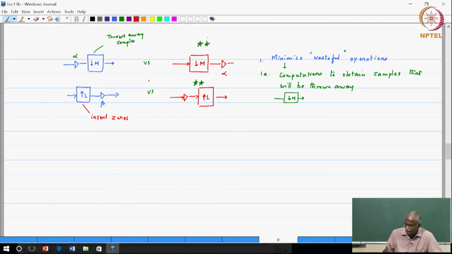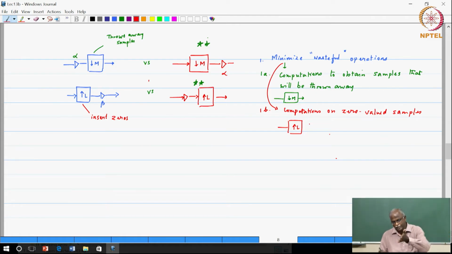Then 1B will be: avoid, minimize computations on zero valued samples. This is another way of saying what I had already mentioned. For a downsampler, try to do the downsampling as early as possible, and then the processing. For the upsampler, do the processing first and then the upsampling. That way you will satisfy 1A and 1B, and that will give us overall efficient implementations.